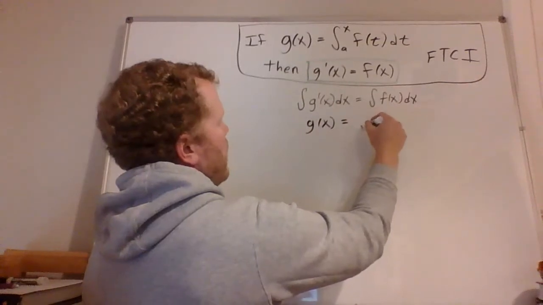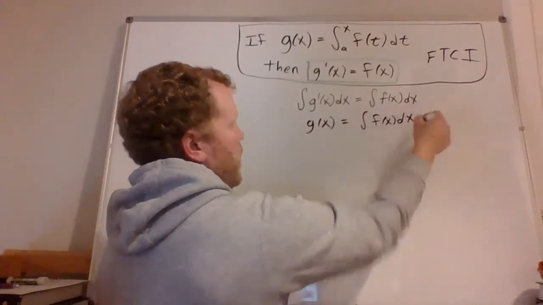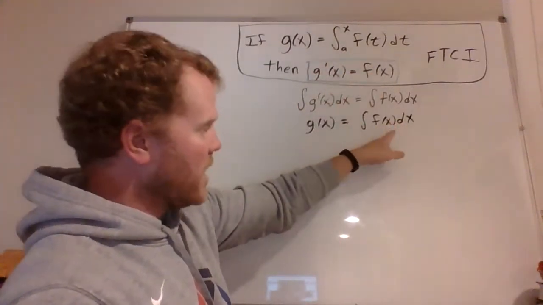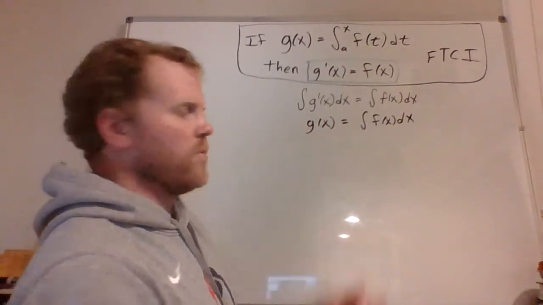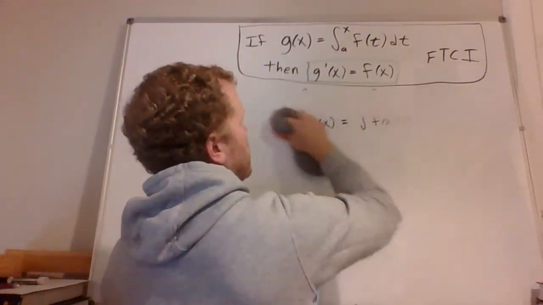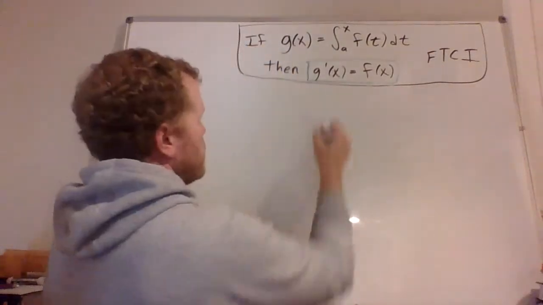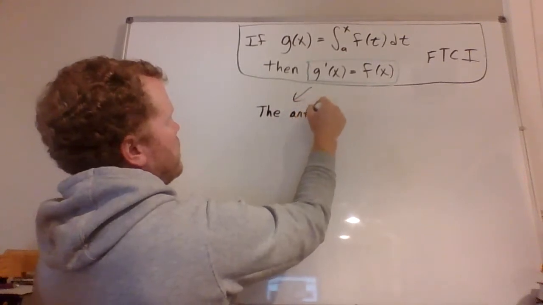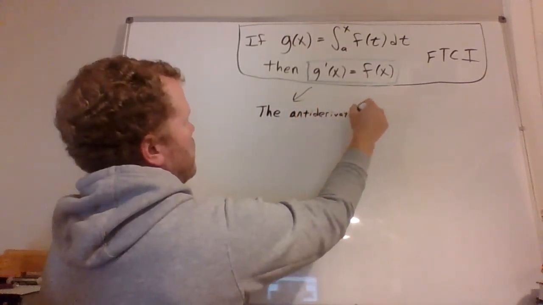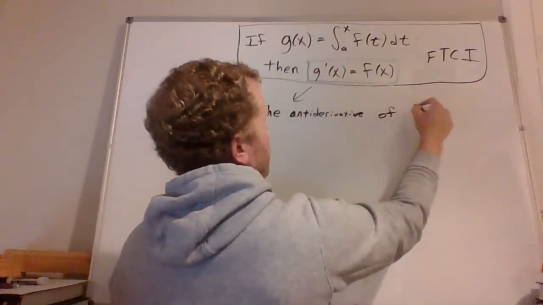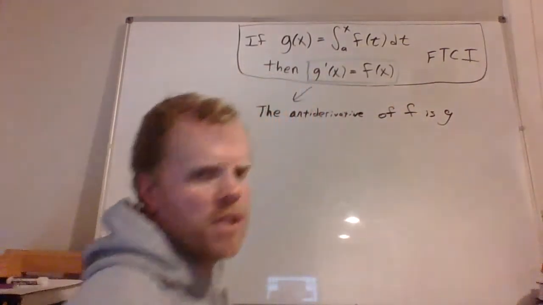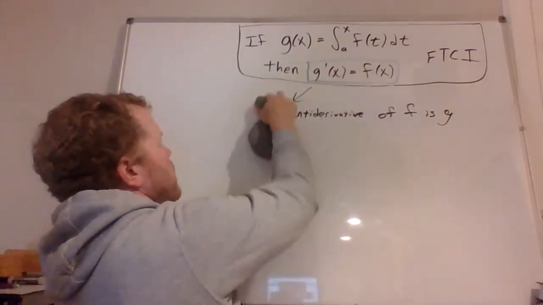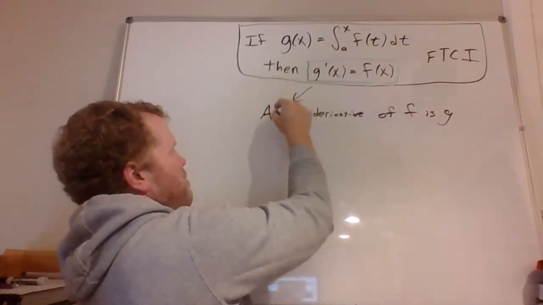So the alternative way of looking at the FTC is to, instead of saying the derivative of g is f, say the antiderivative of f is g. So this is like code for saying the antiderivative of f is g. Except that's not quite right. We need to modify this a touch. And here's my little modification.